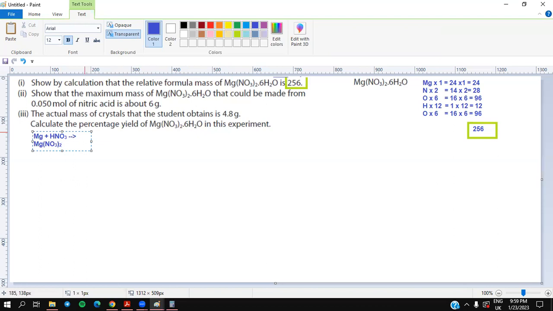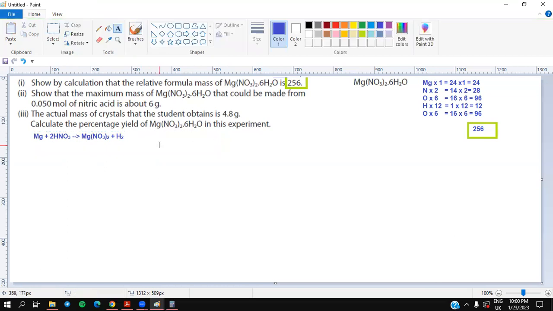Twice. How do you know it's twice? Because in the question, the formula of magnesium nitrate is given. Plus, we have hydrogen gas. When a metal reacts with an acid, hydrogen gas is given out. You have learned this in earlier grades. Now to balance the equation, I write 2HNO3. Right, this is a balanced equation.